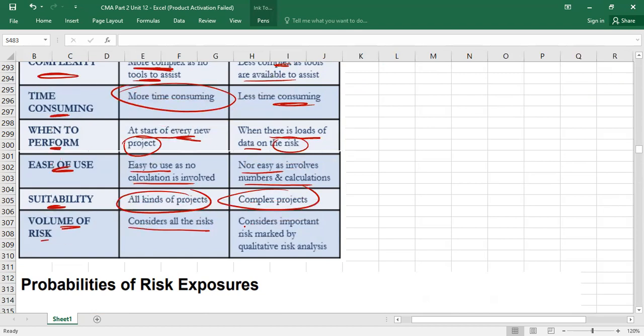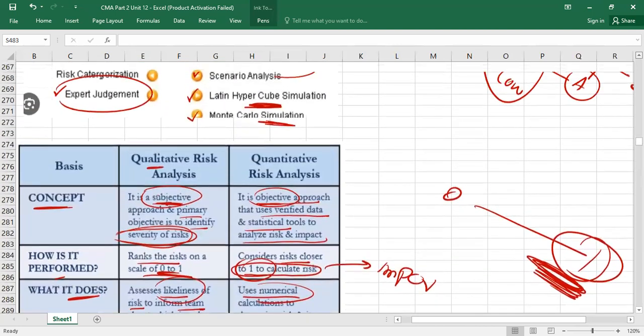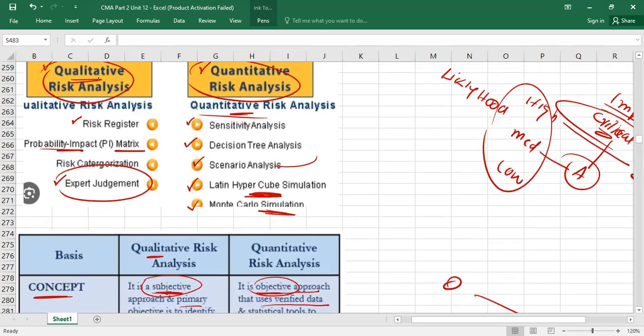Consider all the risks, but under quantitative assessment, we consider important risks, as I told you, marked by qualitative risk assessment. For example, you first identify all risks here, and then see which are important. Then those risks you will try to quantify. Understood? It means in qualitative, we focus on all risks, but in quantitative, we focus only on the important risks. This is the difference. And the above, which I showed you here, those are the models which we can use for the qualitative analysis and for the quantitative analysis. Understood, guys? I hope it is clear.